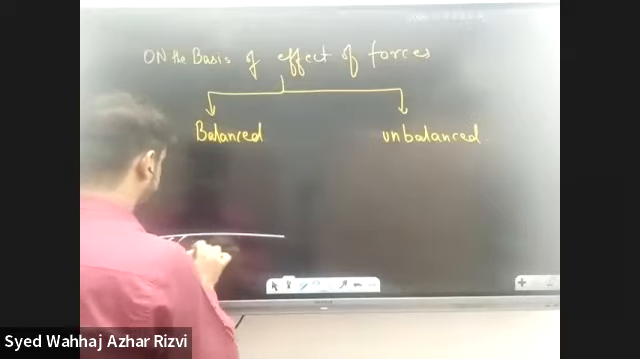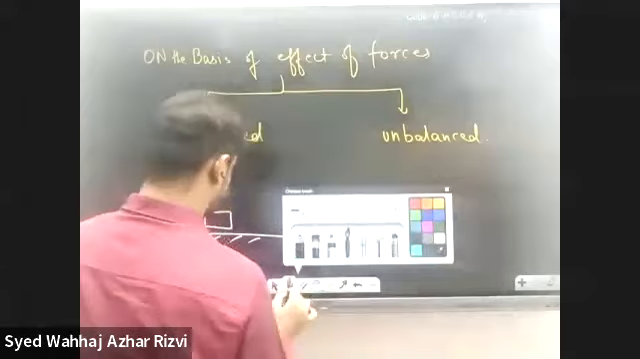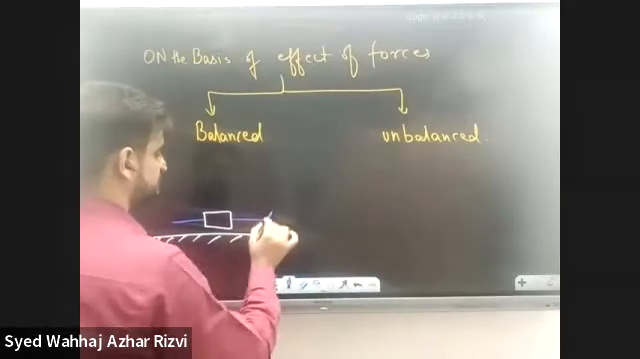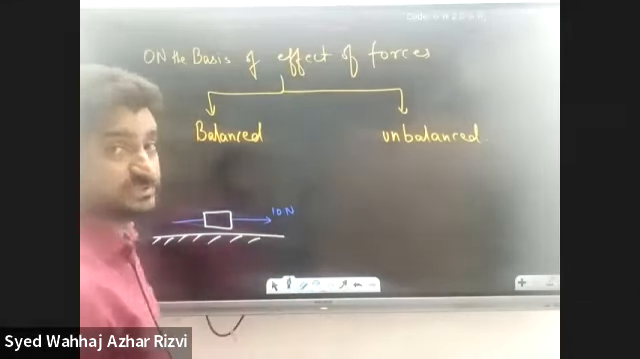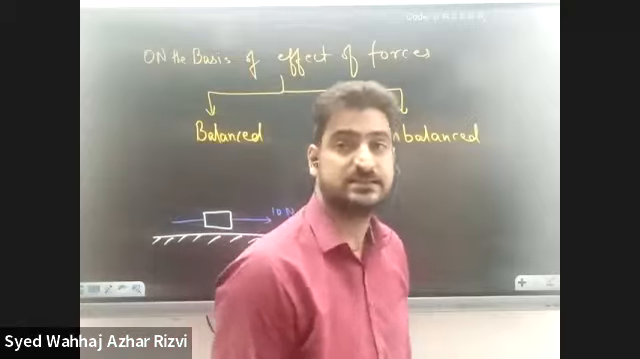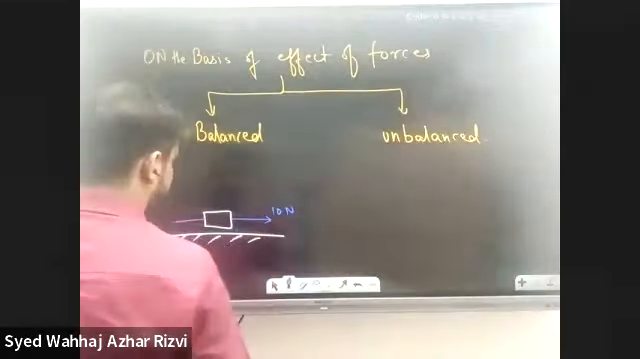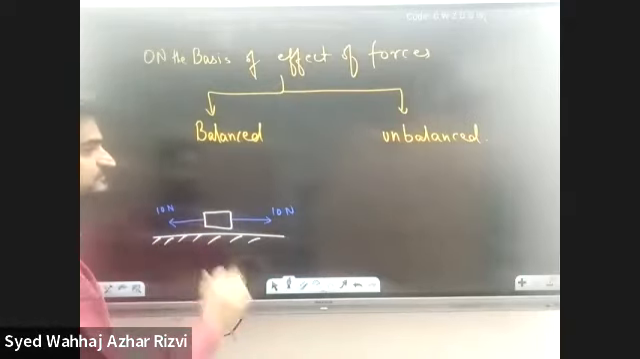This is the ground. This is a block. These are two ropes attached to this block. One is pulling it towards right with 10 Newton force. What is Newton? Again, Newton is the unit in which we measure force. So 10 Newton force is being applied rightwards and 10 Newton force is being applied leftwards.